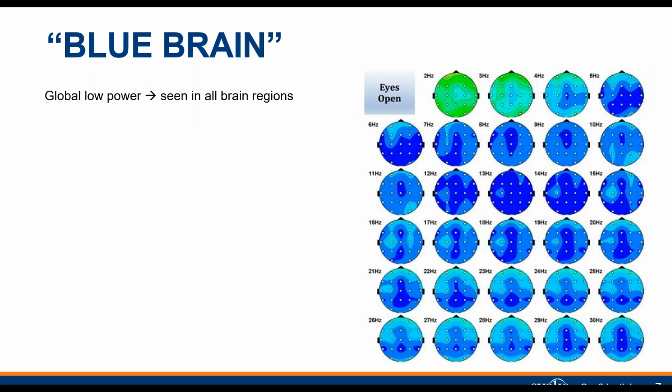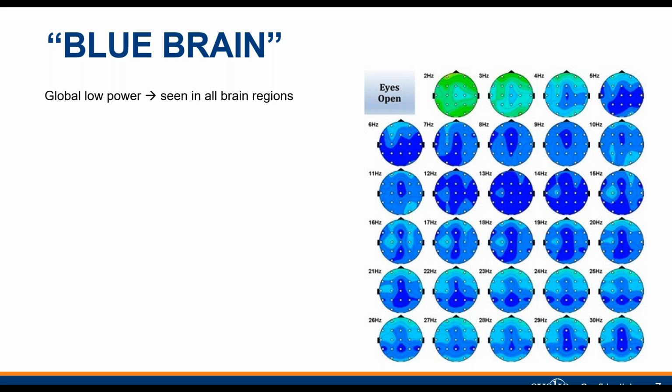So diving into blue brain. No surprise here, blue brain means there's global low power in all of our frequency bands. So what global low power means is basically seen in all brain regions. So global, think of the head as a globe. Global low power, you're seeing it in the frontal lobe, the temporal lobe, parietal lobe, occipital lobe. All of the above is going to have blue.